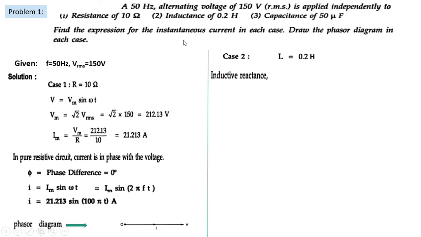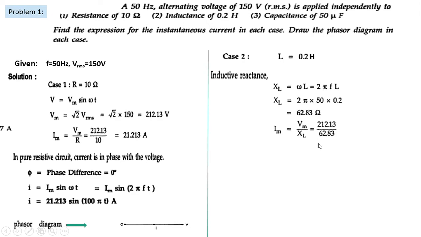To find the value of instantaneous current for inductor, we have to find the value of inductive reactance. XL is equal to omega L. Instead of omega, we can write 2 pi f. So XL is equal to 2 pi FL. Now apply the value of F and L, which gives XL value is equal to 62.83 ohms. Im is equal to Vm divided by XL, that is 212.13 divided by 62.83 is equal to 3.37 amps. It is the value of current Im. From this we can get the value of instantaneous current I.